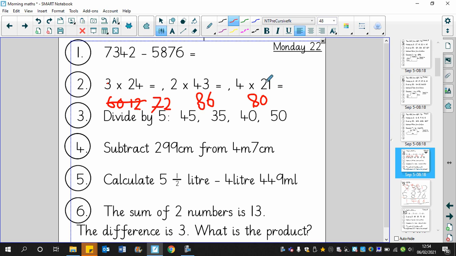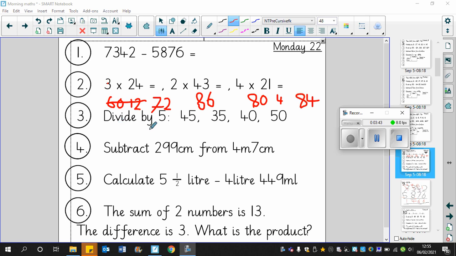And now 4 times 21, well, 4 times 20 is of course 80, there we go, and 4 times 1 is 4, and then 80 add 4 is of course 84. Now, always looking for different ways to do this question. When you multiply by 4, what you're doing is you're doubling and then doubling again. So if we double 21 we get 42, and if we double 42 we get 84.